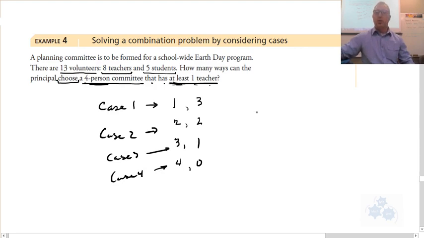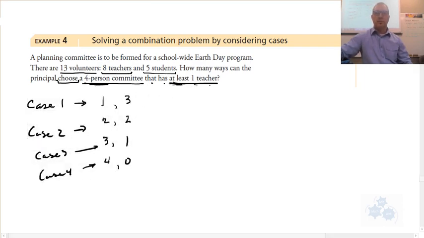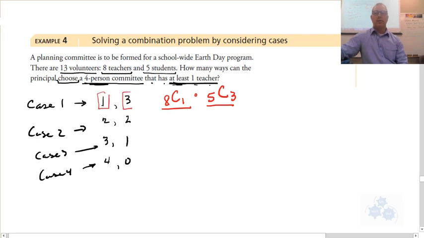All right, so let's just, I'm going to shift this over so I can control my work here. So case 1, 1 teacher, so how many teachers? We have 8, and we want to choose 1. That's for that spot. And then for the student spot, we have 5, and I want to choose 3. Does everyone see that? So 8 choose 1, and 5 total students, choose 3. Okay with that? So we're going to find that one.